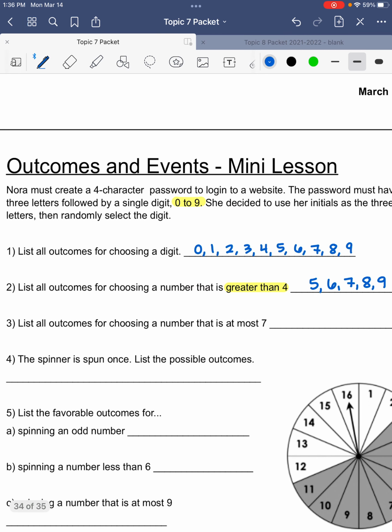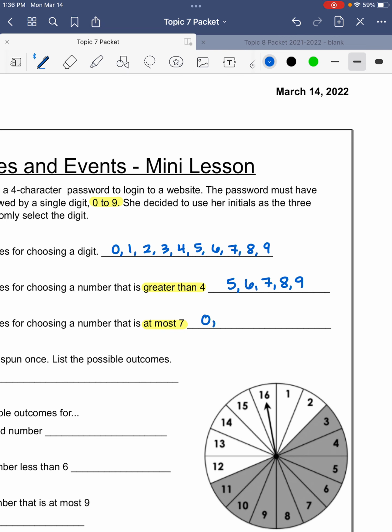Okay. Now number 3, list all outcomes for choosing a number that is at most 7. So at most 7. So that means that 7 is included. So it is 7 and all of these numbers that are smaller than 7. So 0, 1, 2, 3, 4, 5, 6, and 7.